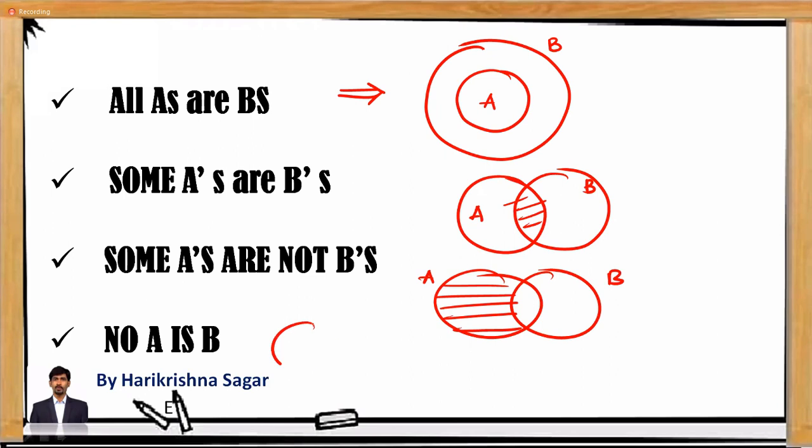And "No A is B." If you assume this is A and this is B, "No A is B" can be taken like this. A and B are two different sets. There is no intersection between them. This is the meaning of the statements. This is how you can put them in the form of a diagram.